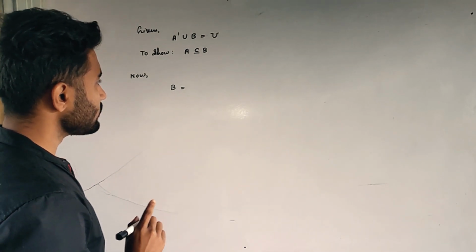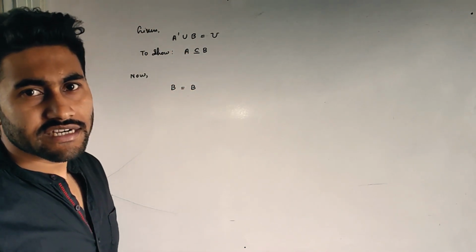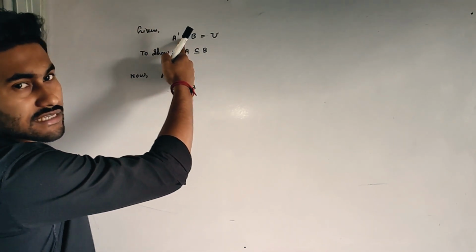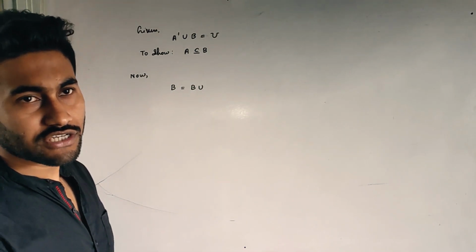B equal to B, and in the given what is written, it is written union. So you also have to apply here union. This is the trick, first trick. There is one more trick.